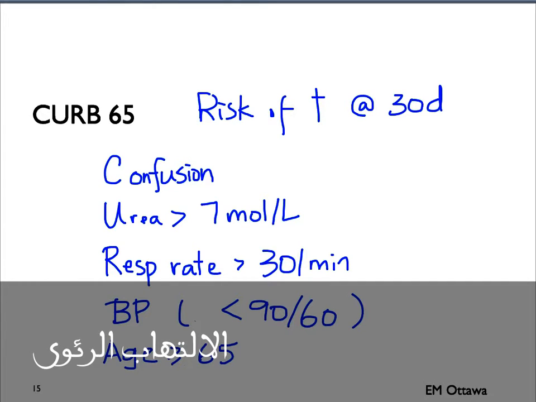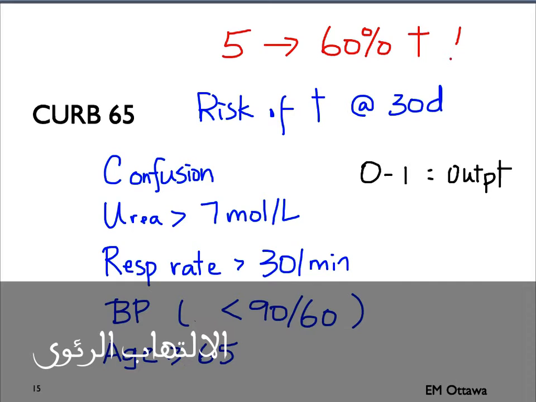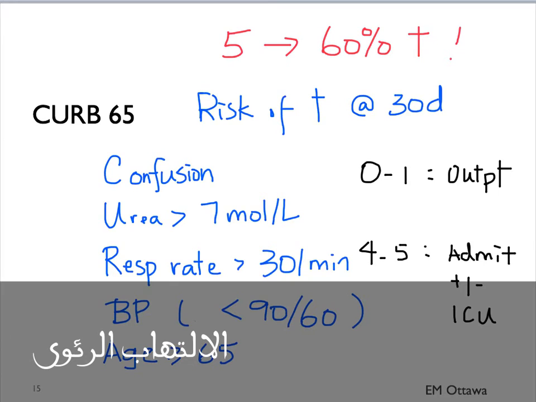The higher the number of points, the higher the risk of mortality at 30 days. Patients with the score of 5 has an almost 60% chance of death at 30 days. For patients with a score of 0 to 1, they're usually treated as an outpatient. A patient with a score of 4 to 5 needs hospitalization. They might need the ICU. For those with a score of 2 to 3, they can consider a very short stay in the hospital unless they have very close follow-up as an outpatient.